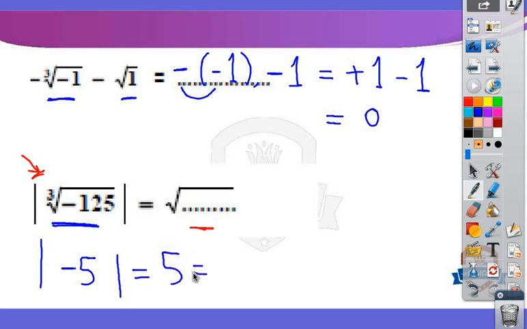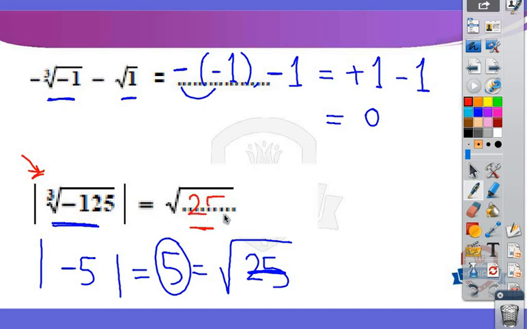So what is the number whose square root equals 5? We will multiply the number how many times? 2 times. So 5 by 5 gives me 25. So here we write 25. The square root of 25 equals the absolute value of the cube root of minus 125.